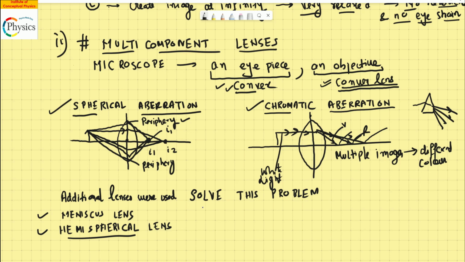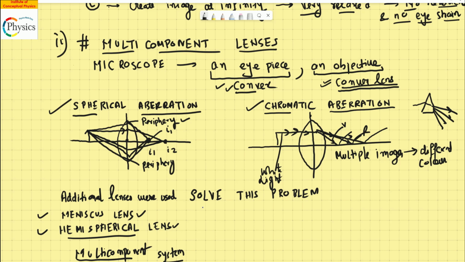To solve the problem, right? So they used a meniscus lens, a hemispherical lens, along with the convex lens. When multiple lenses get used to solve a problem, it becomes a multi-component system. Okay, and if you read this question, there is a word in this question that the modern lenses are multiple component lenses. Why?